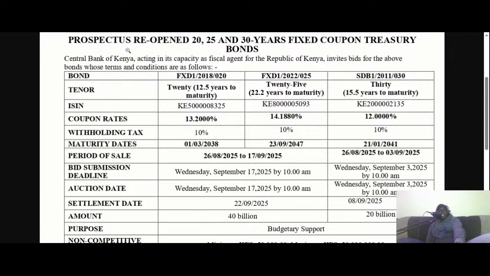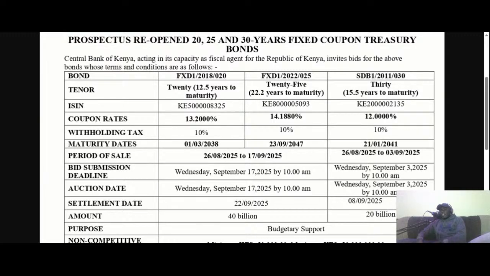Now let's move to the third treasury bond that is on offer for September 2025, and that is the SDB1/2011/030. Again, we can get to learn three things from this particular title. SDB1, SDB means Special Development Bond. It's just a normal bond, and it is taxable. That is the key thing that you should get from that first part of the title.